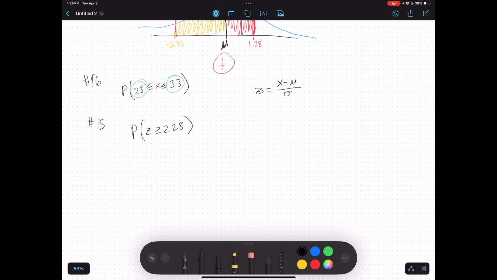What about something like this? Z is greater than 2.28. Once again, that's a z-score. Look it up on your table. And then all you have to do from there is decide, okay, is that my answer, or do I need to subtract it from 50%? If you're not sure, draw yourself a picture.